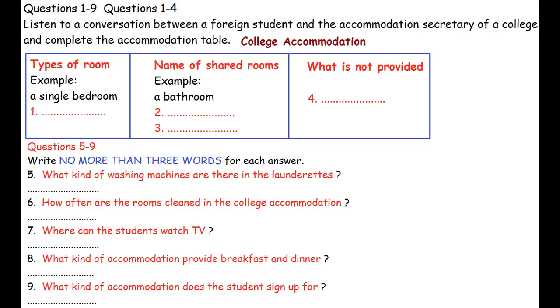Excuse me, is this the accommodation office? Yes, it is. Hi, my name's Wolfgang. I'm a new student here. I'm wondering if you can tell me some information about the housing arrangements at this college. Yes, certainly. Well, basically there are two types of accommodation. The most popular is the college accommodation, but we also offer accommodation with local families. You mean a kind of homestay? Yes, that's right. Well, do you mind if I ask you a few questions about both of them?